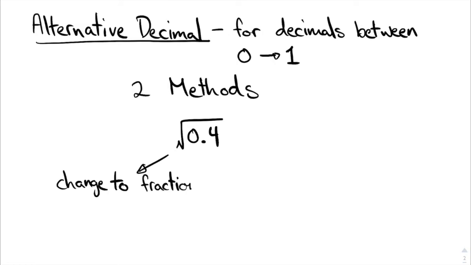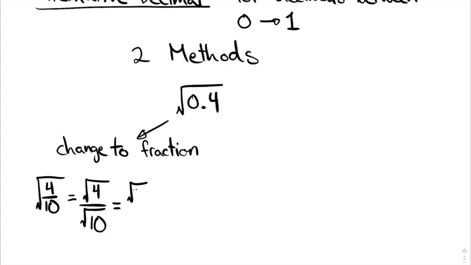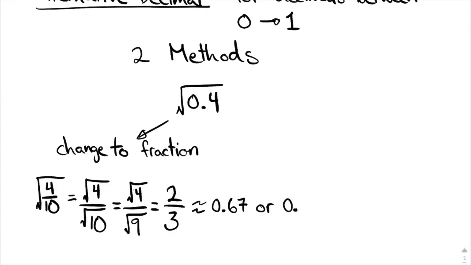Now I can make it a little bit better by just not simplifying it, doing the square root of 4 over the square root of 10, which becomes the square root of 4 over the square root of 9, because 4 is already a perfect square. And that would give me 2 over 3, which is about equal to 0.67, or 0.7-ish.